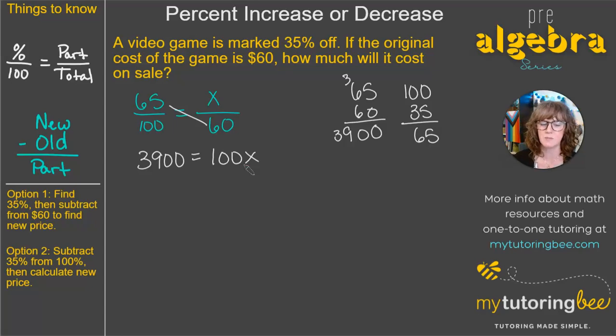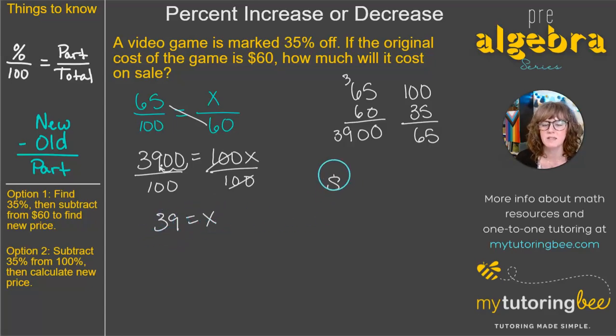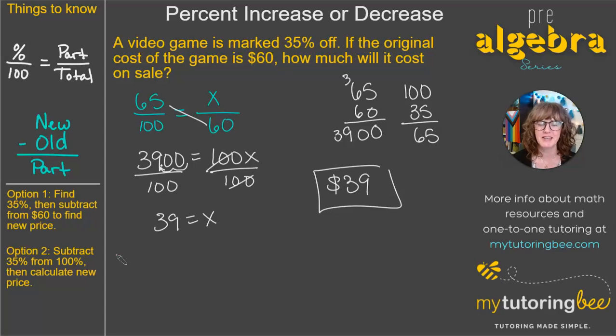I also really like this method because now this makes it really easy to divide. We're going to divide by 100, divide by 100. Whenever we are dividing by 10, 100, 1000, anything like that, we can just move those decimal points over to the left. So we wind up with 39 equals x. So that means the game will cost us $39 after it's on sale. And that is how you do percent increase and decrease.